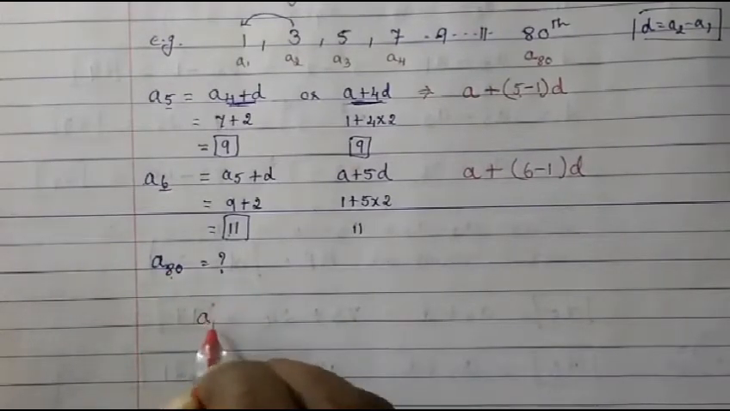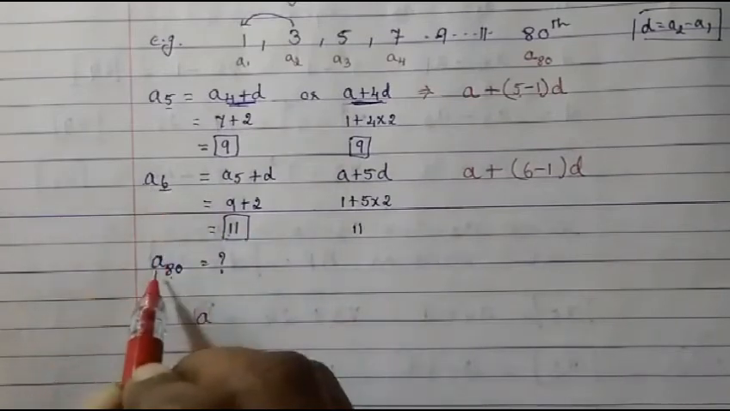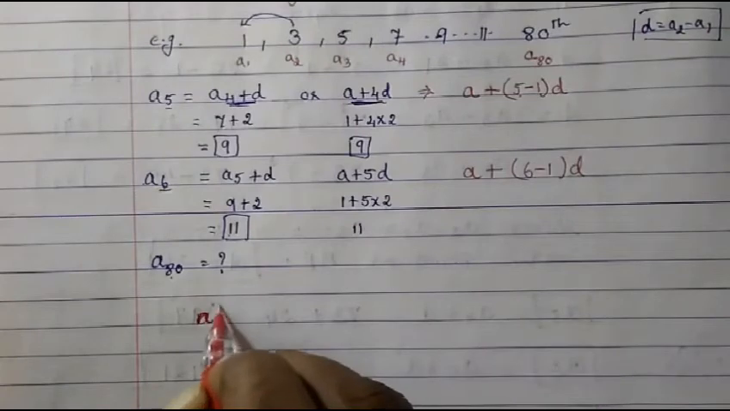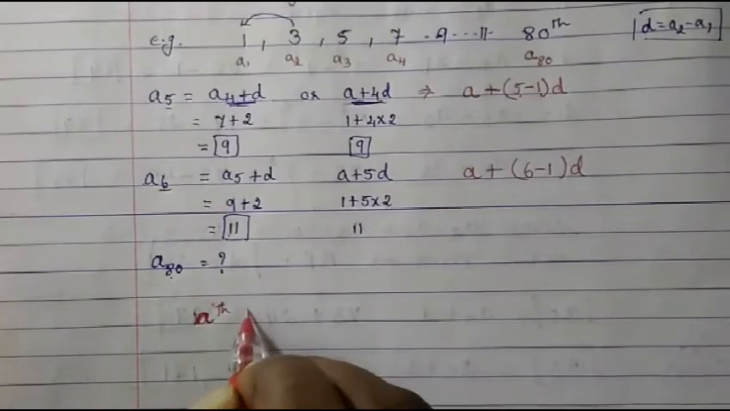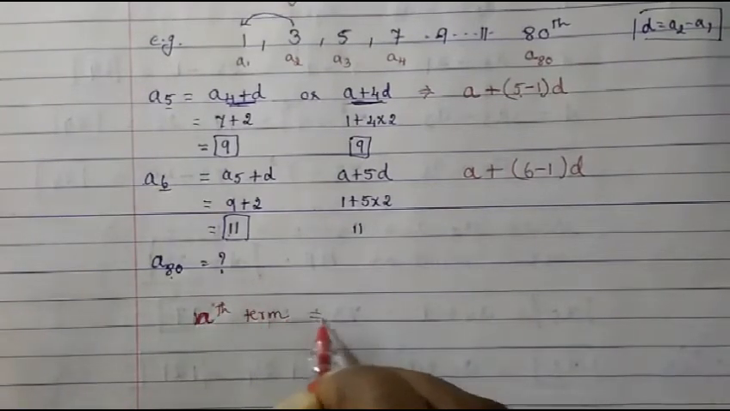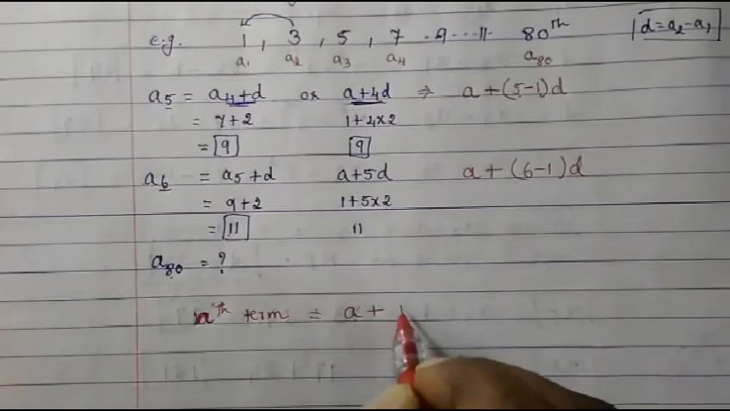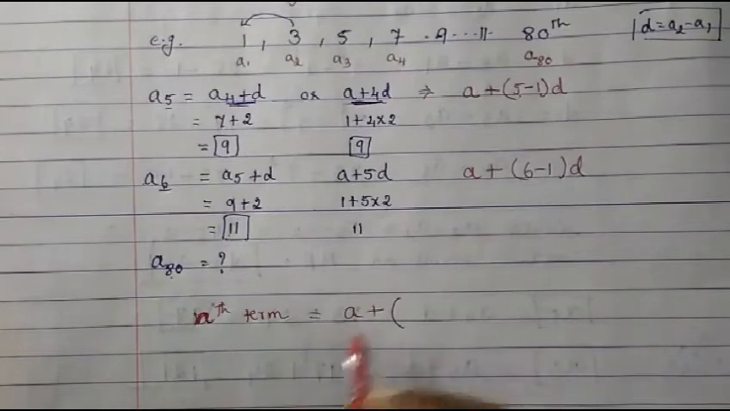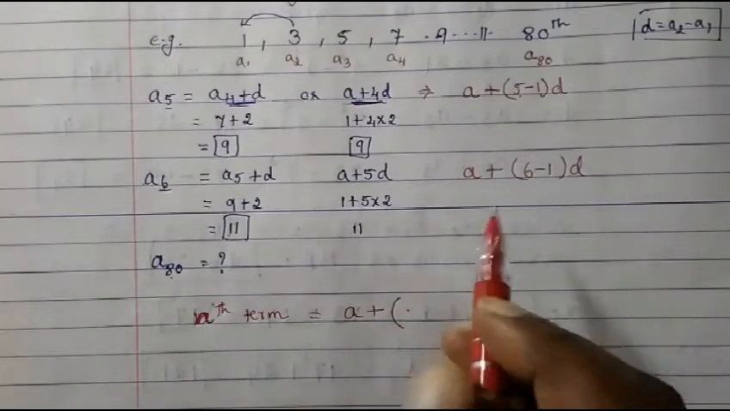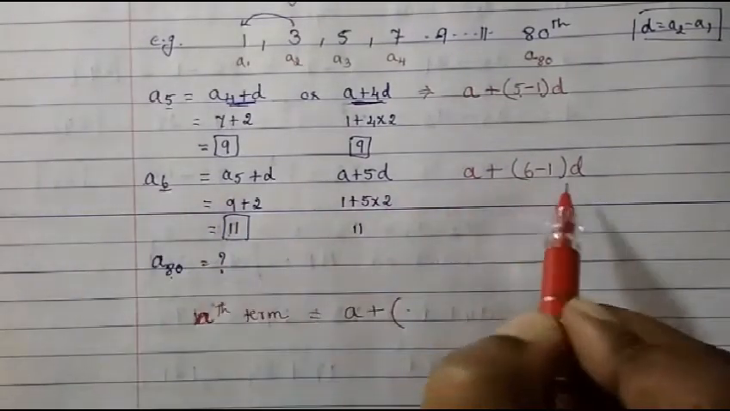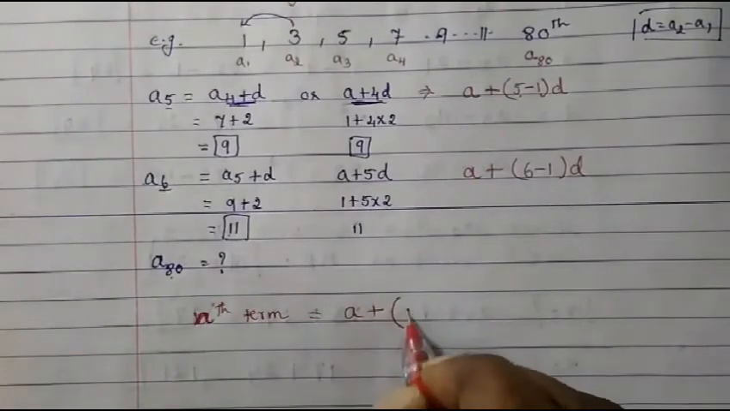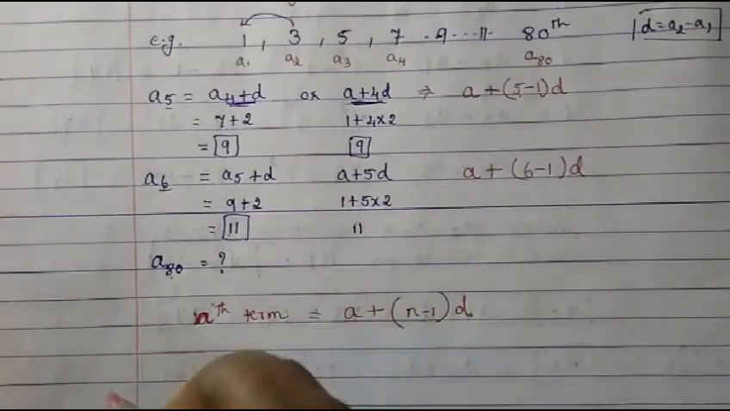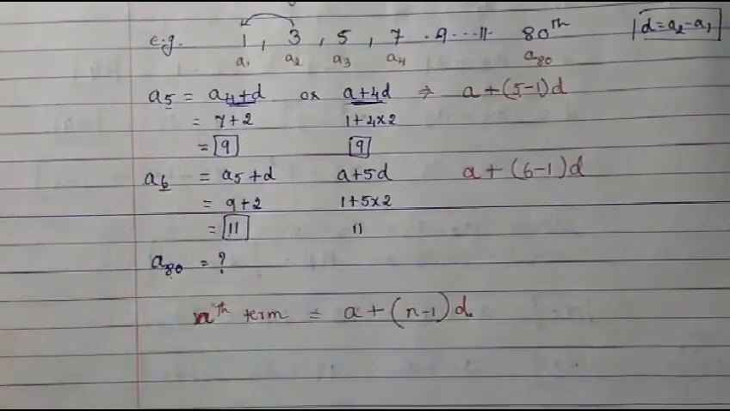So we will write, for example, A6, A80th, like that we are writing. So nth term, this is n. Nth term is A plus, see, whichever the term, so nth term is A plus, then here sixth term means 6 minus 1. So here nth term means n minus 1 D. And everywhere we are writing A5, A6, A80th.